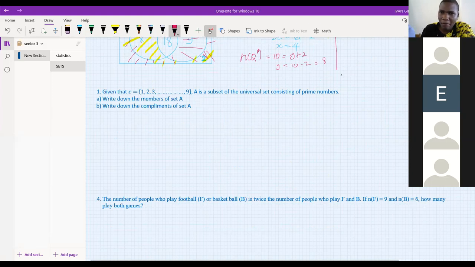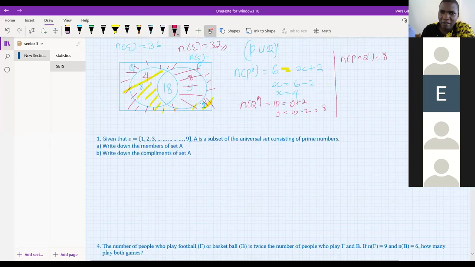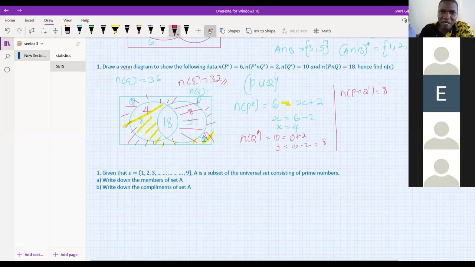Why did you use unknown? Because we don't know what the value of X is. We don't know the number of people who liked only Q. So that's why I'm using unknown. But you can also use the set notation itself. You can say this is the number of Q intersection P complement. Here is the number of P intersection Q complement, like that.